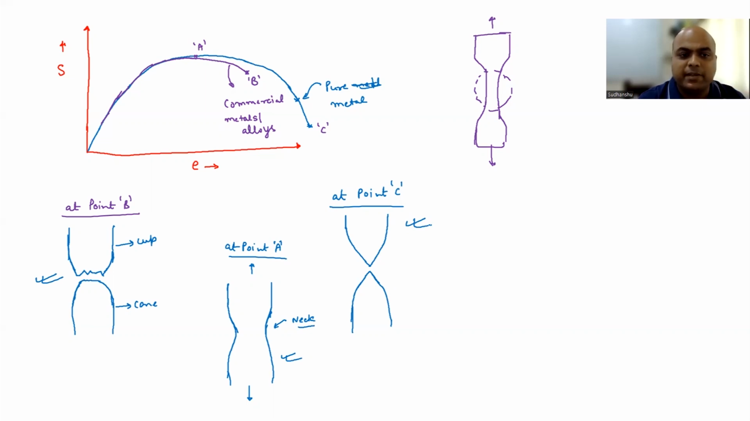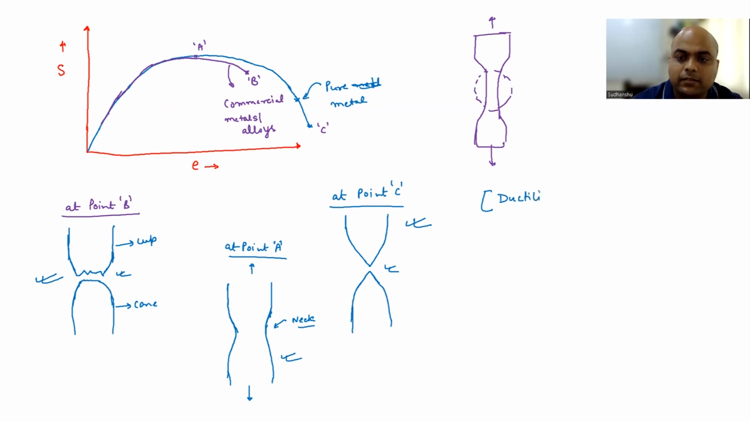Because point A remains the same, and at point B you can see the cross section area is much larger than what is observed in the case of rupture. So obviously the strain to failure is higher in the case of pure metal. This is happening because of the presence of second phase particles or inclusions in commercial metals and alloys. So overall, ductility in commercial metals and alloys will depend upon the presence of these second phase particles or inclusions, their size, morphology, and distribution.